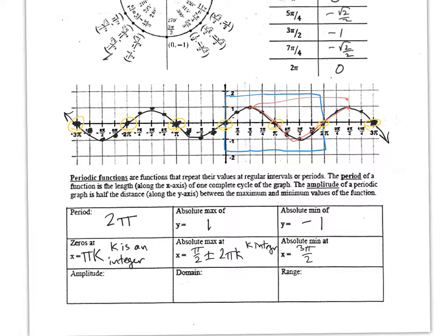Minimum, we have to start with the first one, 3 pi over 2. And again, you can see the next low. It's harder to see because it's over here. That is 2 pi away, so plus or minus 2 pi k again, where k is an integer.